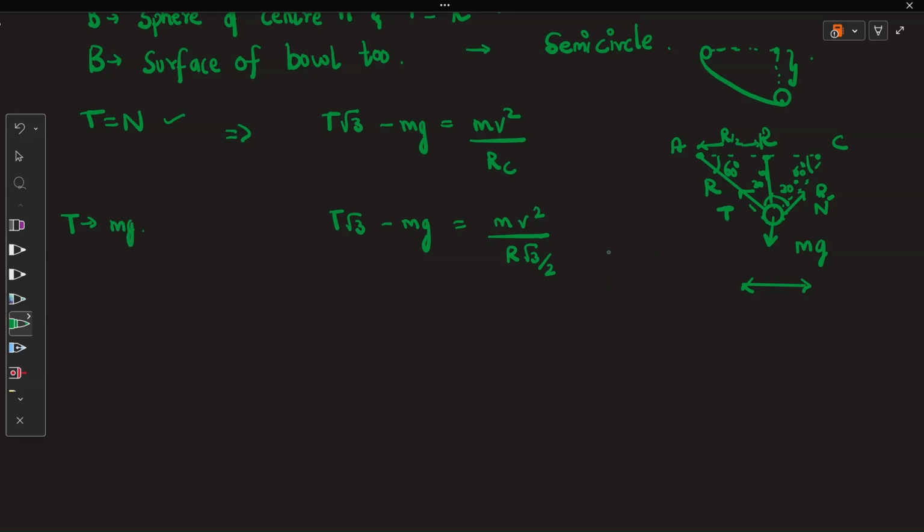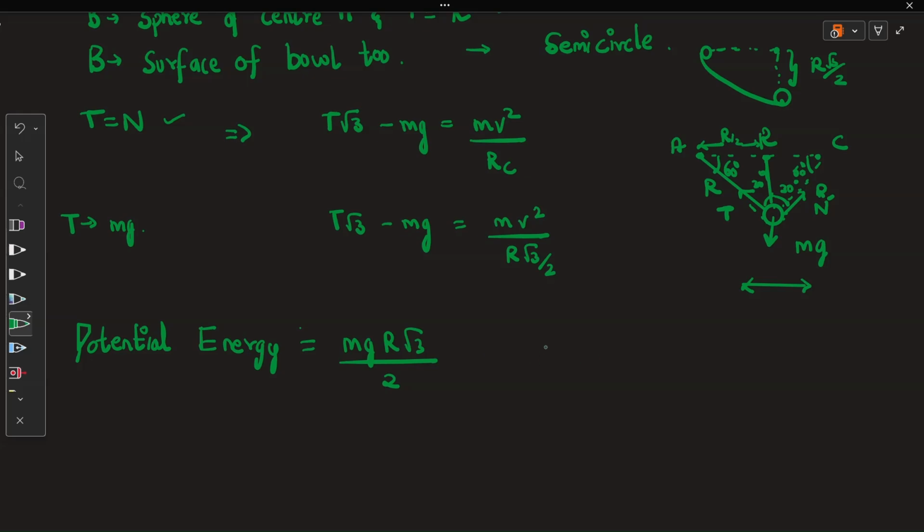So now comes the role of work, power, energy. We are using conservation of mechanical energy. Initially the only energy it had was potential energy, which is nothing but mg into the height, making this as my reference. When this is my reference, this particular height is r root 3 by 2 as we found here. So mg into r root 3 by 2 was my initial potential energy.